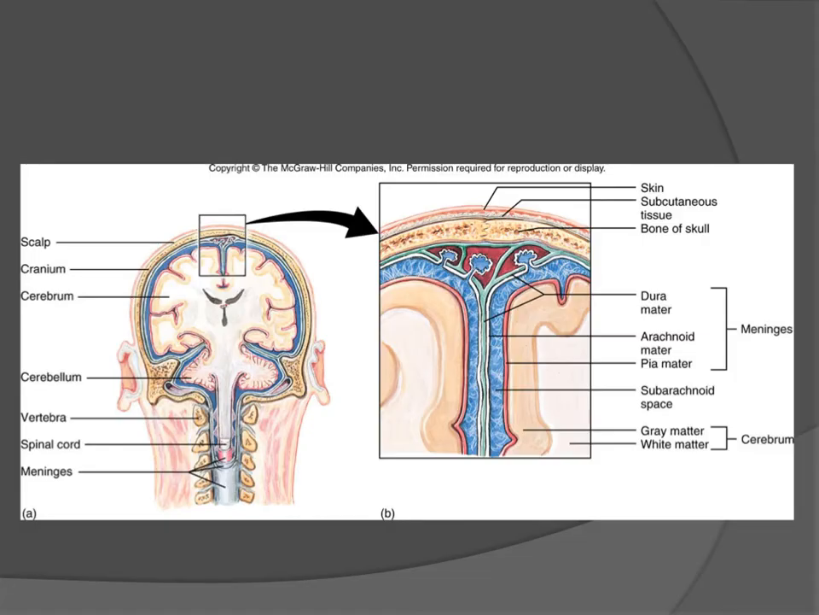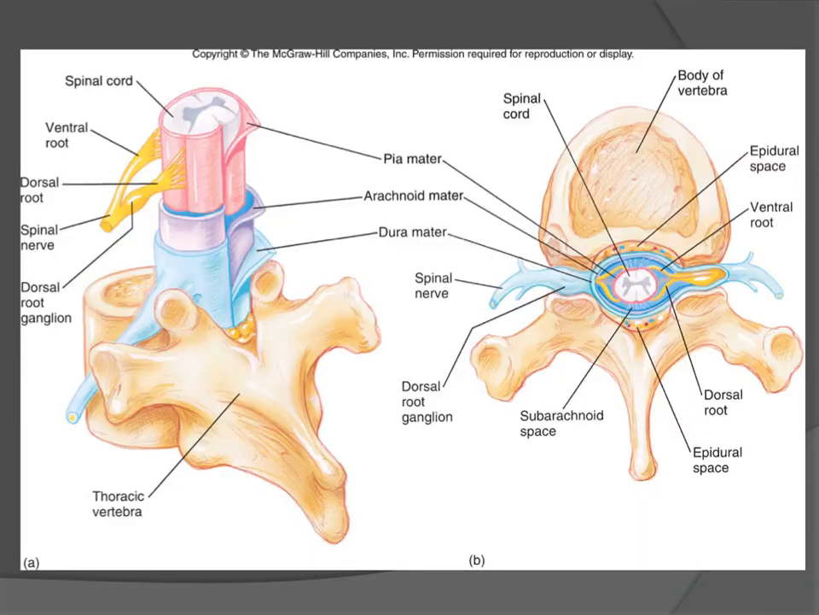And that's just a photo depicting all the 3 different layers. And this is the same. This is your vertebrae, and this is just showing how you have the pia mater, the arachnoid mater, and the dura mater in the middle of each vertebrae.